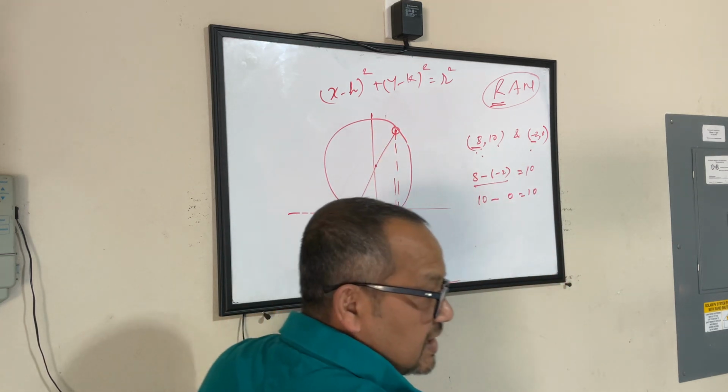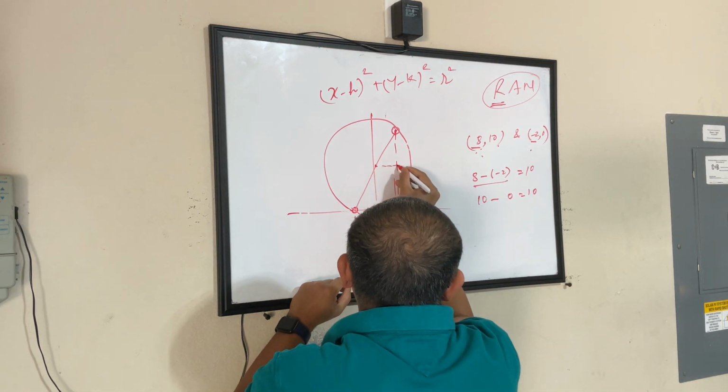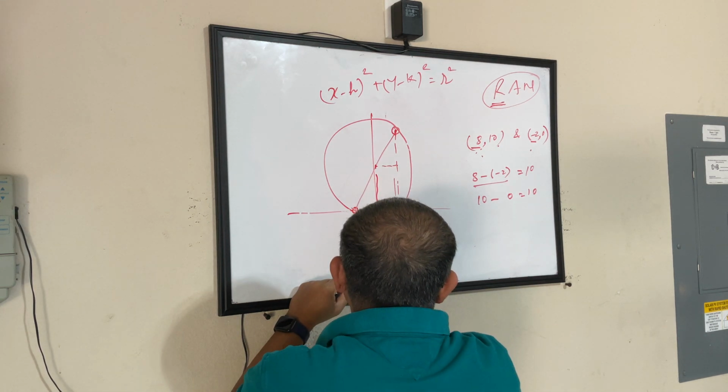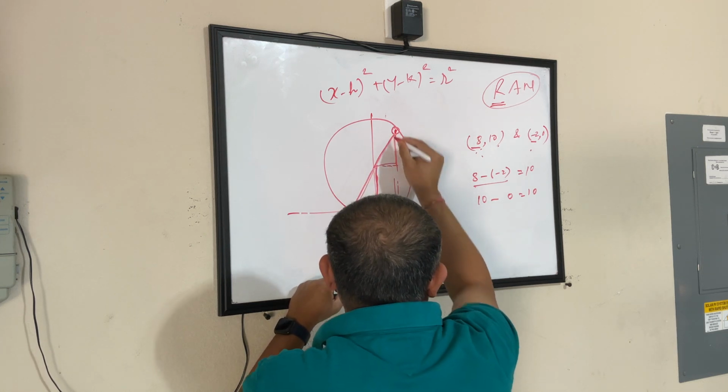So this is the difference. What I was trying to do was, here, let's drop a perpendicular from here to here and from here to here. Now what you will see is this triangle and this triangle are congruent.